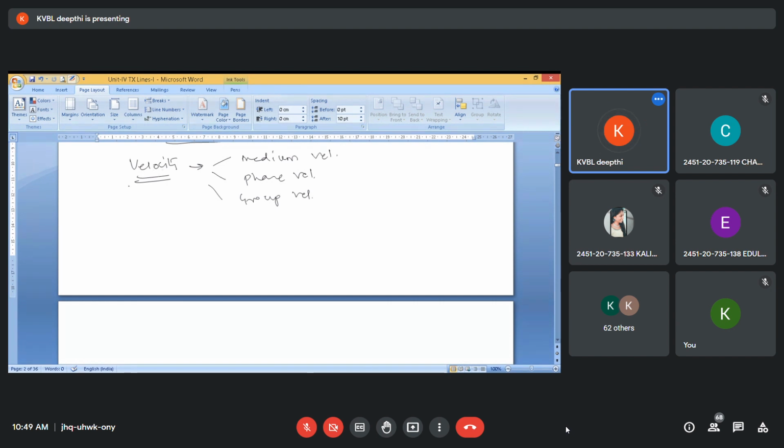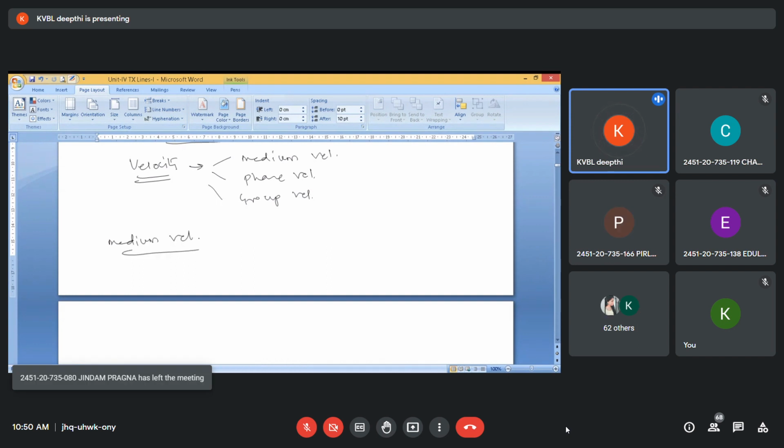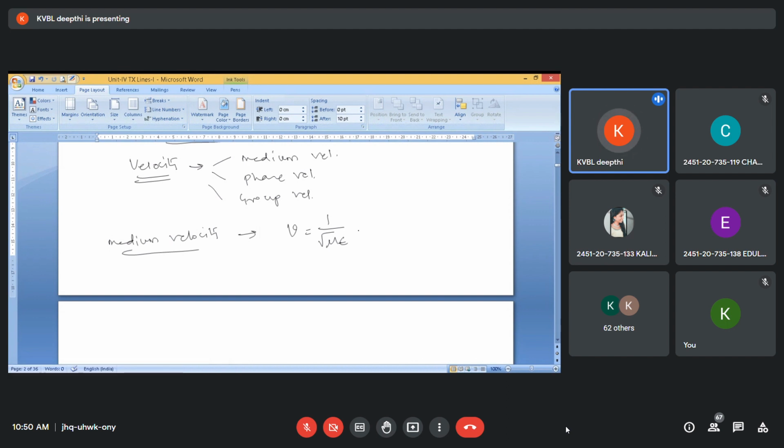Okay. So what is velocity? The rate at which the signal gets traveled is called velocity, correct? That will be given in terms of three types. In general, how do you define the medium velocity? For the medium velocity, we will be directly writing the value of v is equal to 1 by root of mu epsilon. This is the normal equation.